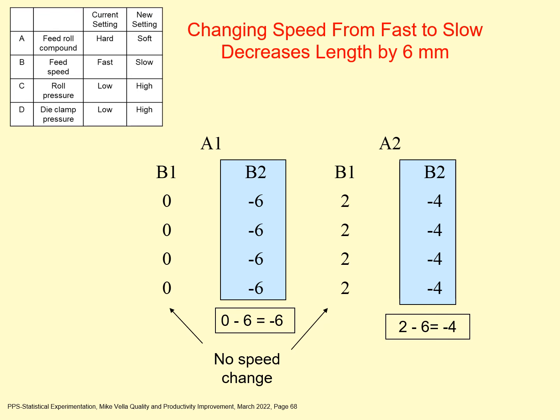So in the second step of the experiment, we're changing the feed speed, factor B, from the current setting, which is fast, to slow. And the effect we find is that it decreases the tube length by 6 millimeters. And that's shown in the blue boxes on the table. The A1, B2s all go down by 6. And the A2, B2s, they all go down by 6.